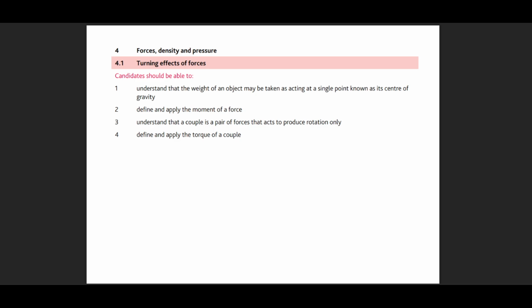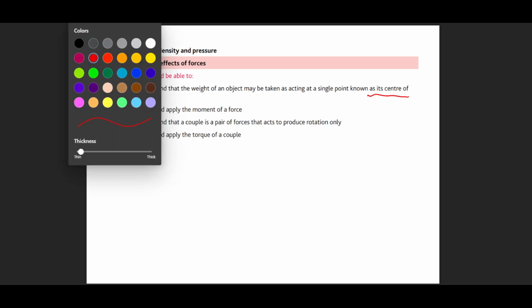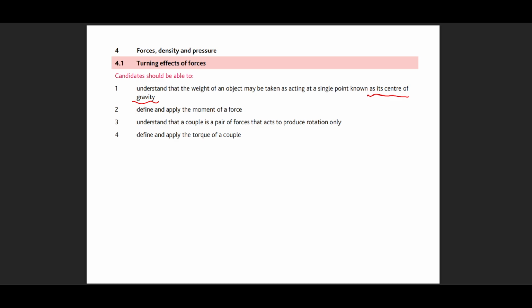So this is the syllabus from the original A-levels 9702 syllabus code. We need to understand what is center of gravity. I'm going to show you an animation for this: what is considered to be stability, how to visualize it, and how to understand the situation in which a system may become unstable.